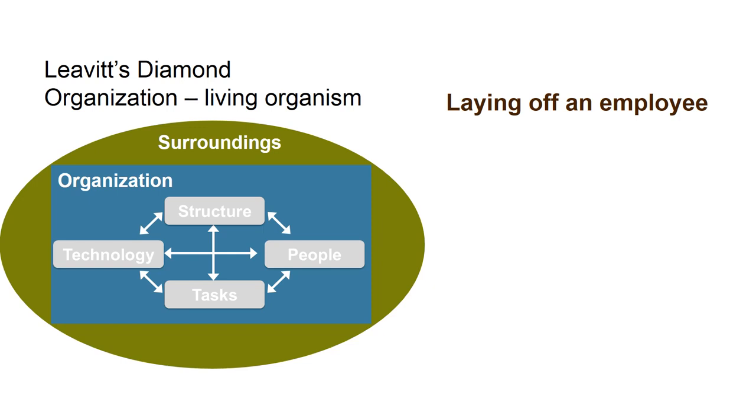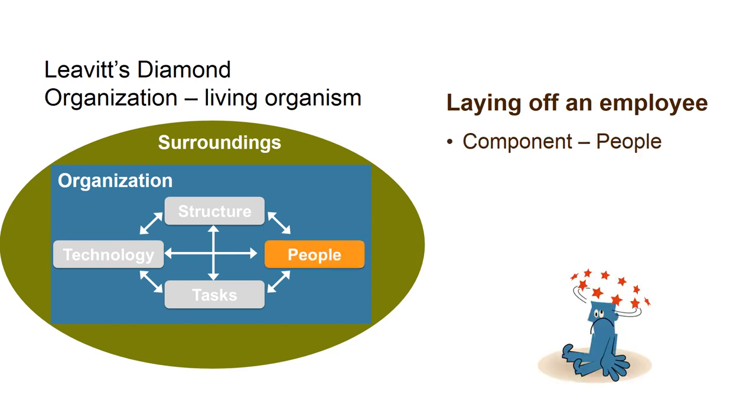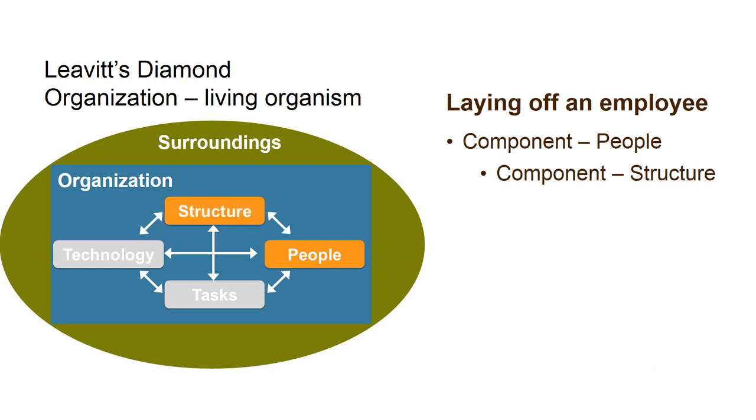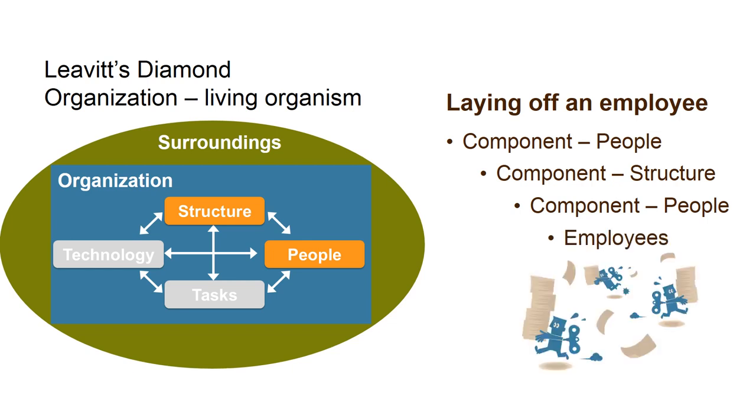Laying off an employee. This is certainly in the component people, but then it becomes the component structure. Tasks are to be distributed amongst fewer employees. And then again, we are back in the component people. The remaining employees have to work harder.